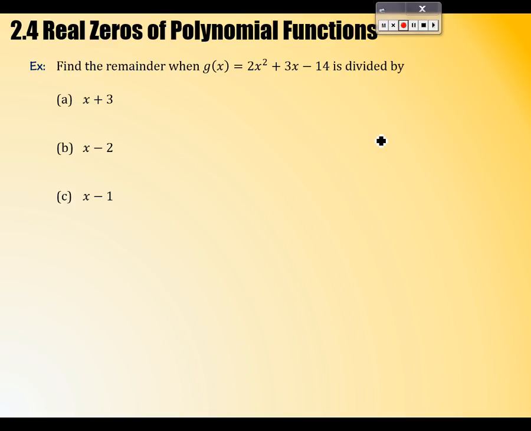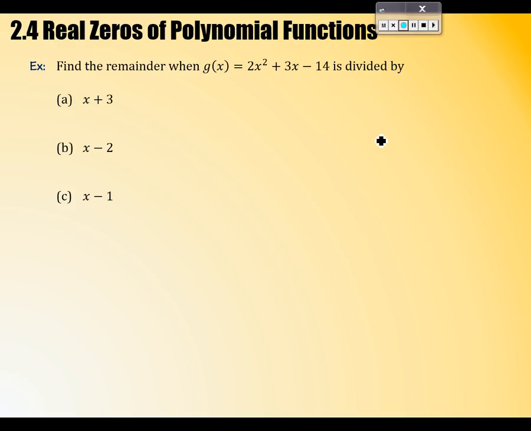Into f of x, whatever you want. So, for example, find the remainder if you divide a function f by x minus k. The remainder is f of k. Is it like a fast way, or do we have to solve it?